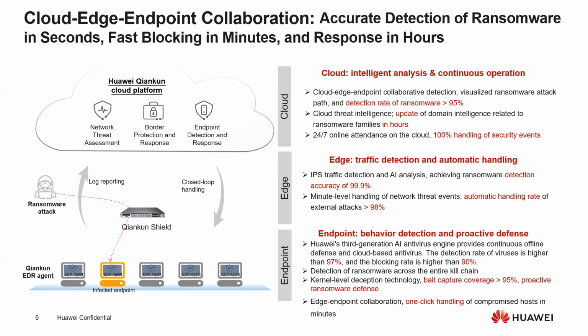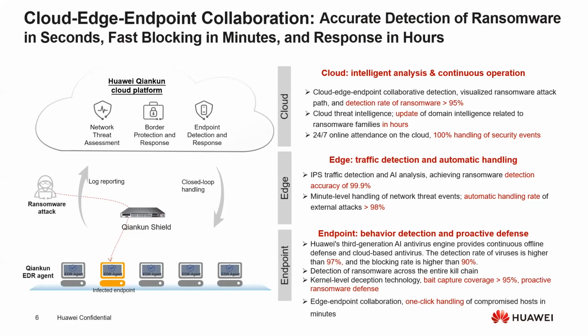And on the endpoint, Huawei's third generation AI antivirus engine supports offline continuous defense and cloud-based antivirus. The kernel-level deception technology is used to implement proactive ransomware defense. The bait capture coverage rate is greater than 95%. The virus detection rate is greater than 97%, and the blocking rate is greater than 90%. The EDR proactively detects the virus and interworks with the firewall to perform the antivirus detection and the interception at the border.